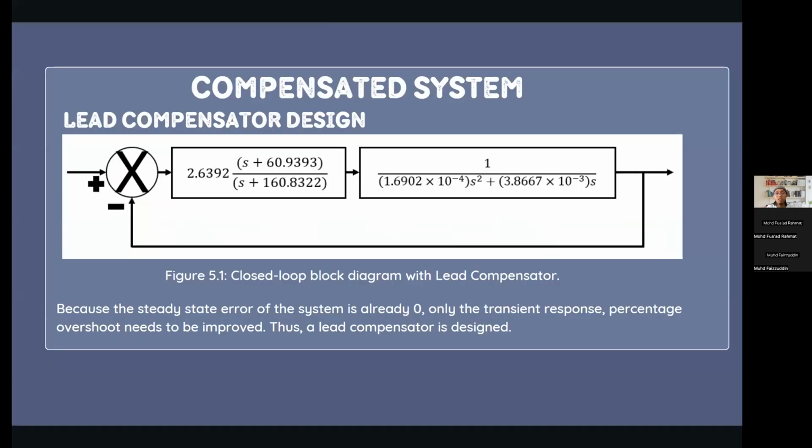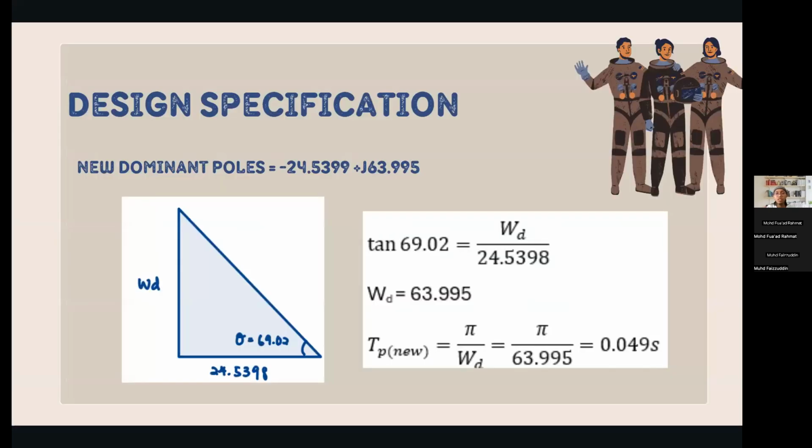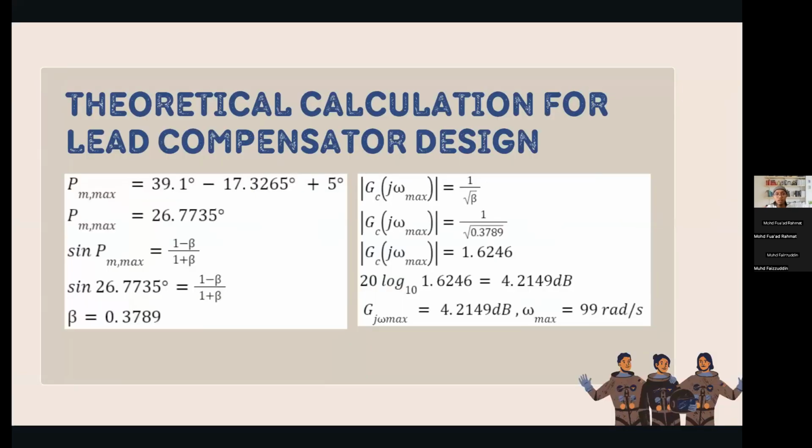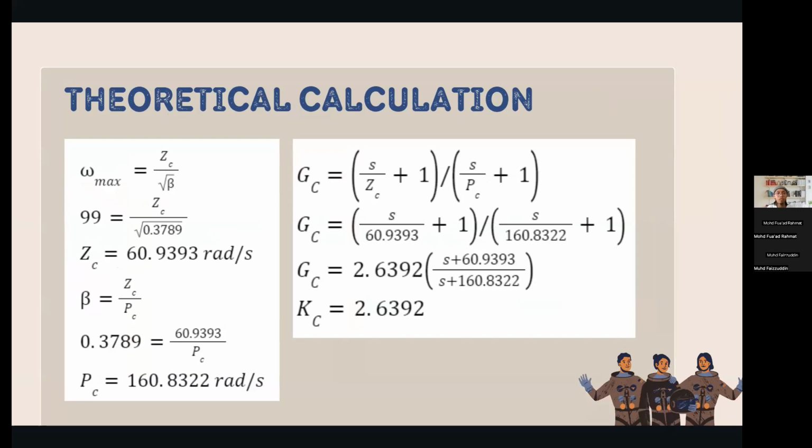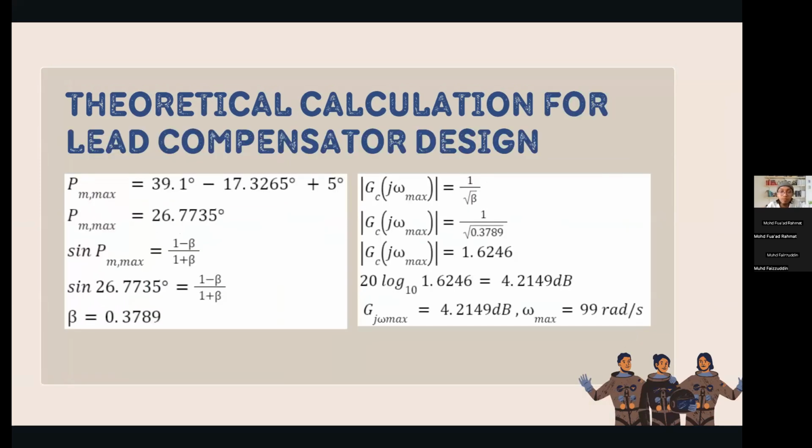So to find the GC of the compensator, we need to find the PC and ZC of the system. So first, by using the correction factor and minus the original phase margin, we get that it is 26.77 degree, and we will get the beta is 0.3789.